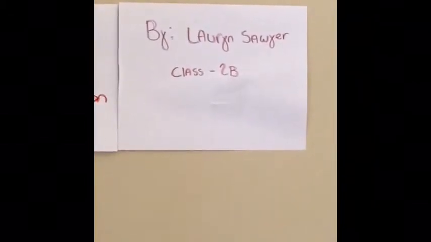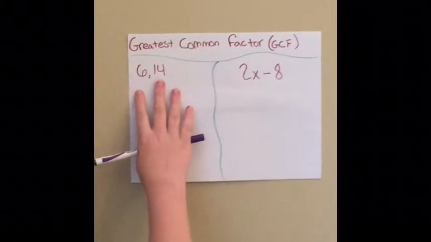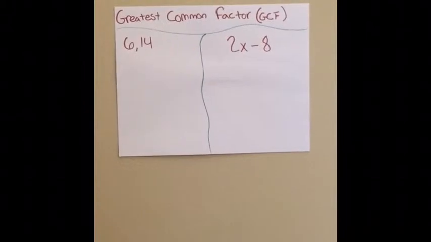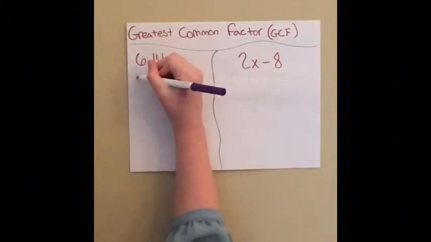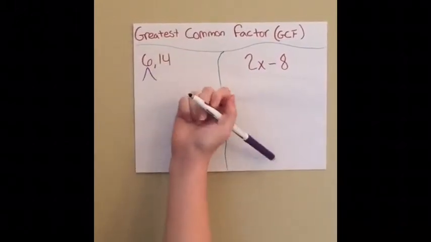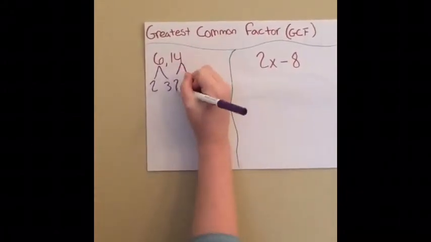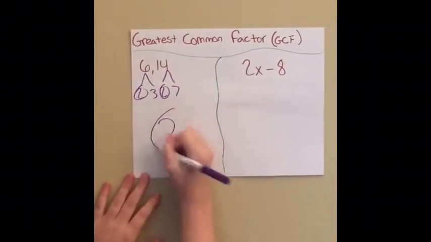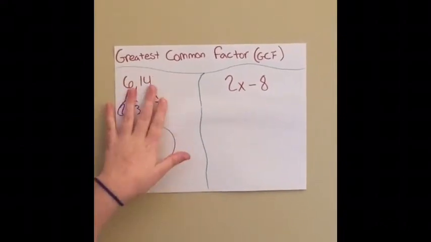So the first expression we are going to try to solve is greatest common factor, or GCF. For this problem, 6 and 14, it's a group of numbers, and we're going to see if we can figure out one number that goes into both of them. So you can do your little tree. So 6, 2, and 3, and then do that again for 14, and you get 2 and 7. 2 is your GCF, your factor. Both numbers can be multiplied by 2 to get the number.